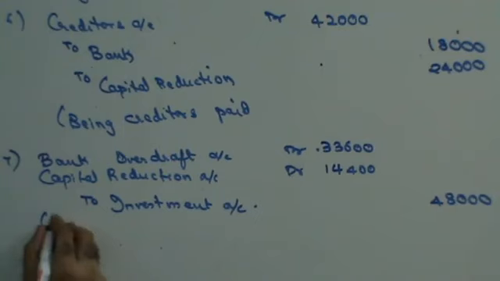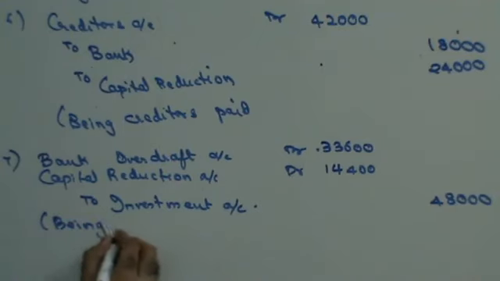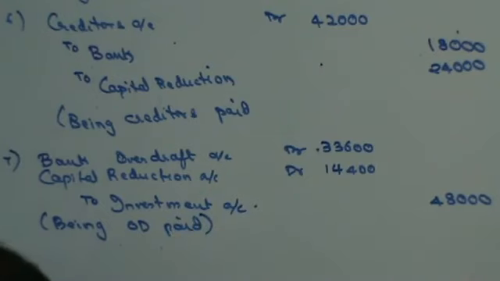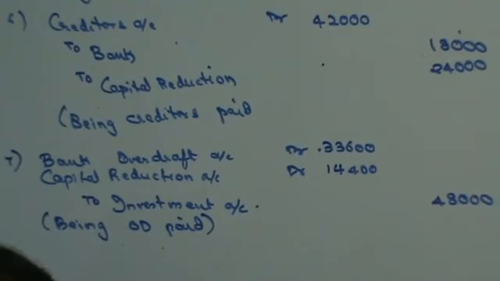$14,400 being OD paid. Right. Next, preference shareholders have agreed to sacrifice their rights for 2 years and accept 24 fully paid equity shares of ₹5 each for each fully paid preference share.